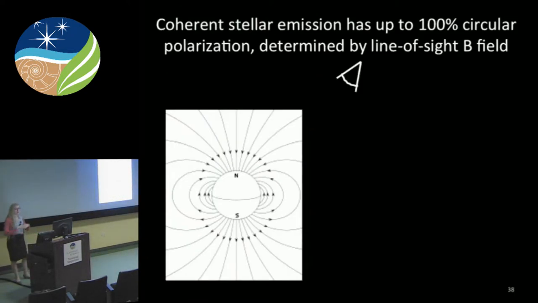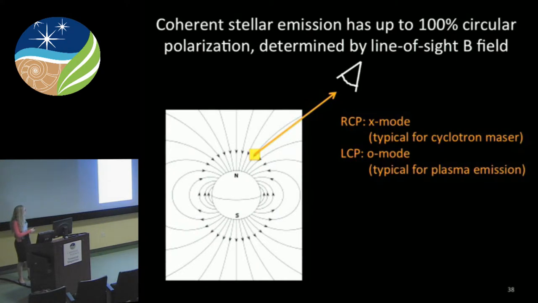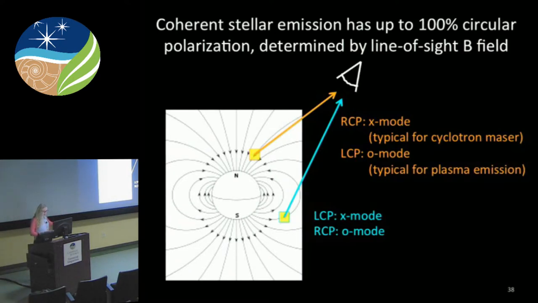Now, another property that's useful for interpreting stellar radio emission is circular polarization. Coherent stellar emission can have up to 100% circular polarization, meaning that it's fully right-hand or fully left-hand polarized. And the sense of the polarization is determined by the combination of the emission mechanism and the orientation of the line of sight magnetic field. So if we have an observer here, then a parcel of material, a source here, is aligned, the propagation vector is aligned with the magnetic field. Your right or left-hand polarization is going to be set by which emission mechanism. But if we have a parcel of material down here, the line of sight magnetic field is going the other way, and you're going to get the reverse sense of polarization. So this will come up again later.